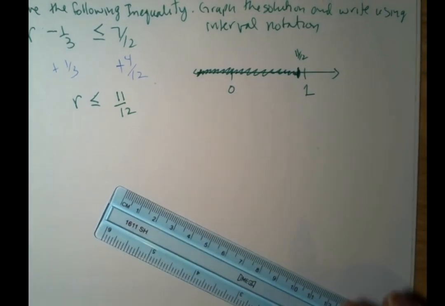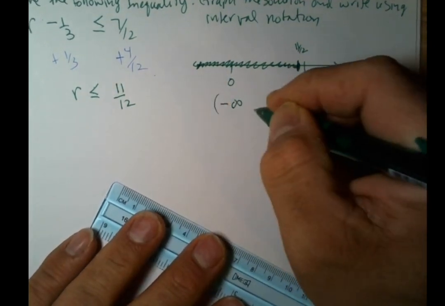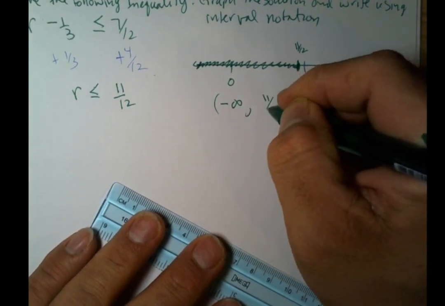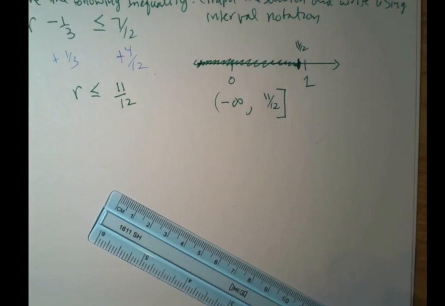So values to the left. Using interval notation, it's unbounded on the left, so negative infinity, up to and including 11/12. So it'll look something like this.